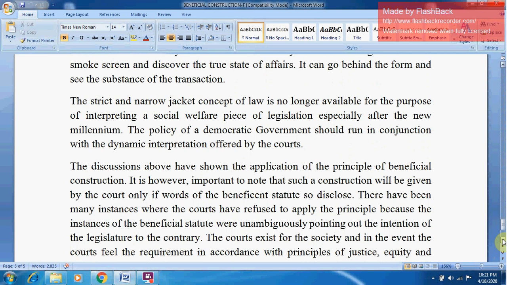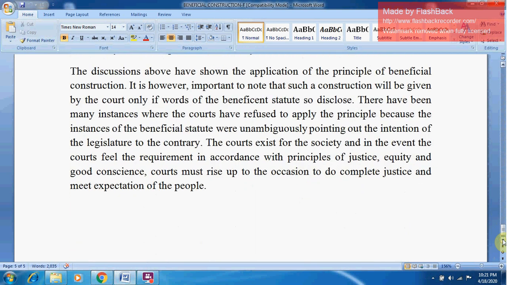There have been many instances where the courts have refused to apply the principle because the provisions of the beneficial statutes were unambiguously pointing out the intention of the legislator to the contrary. The court exists for society, and in the event the courts feel the requirement in accordance with the principle of justice, equity, and good conscience, the court must rise to the occasion to do complete justice and meet the expectation of the people.